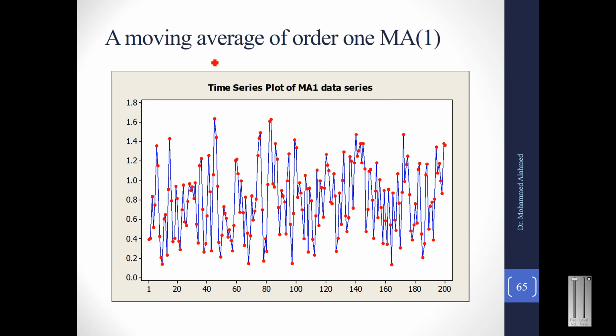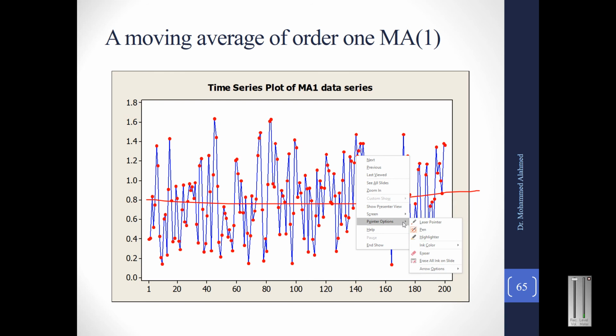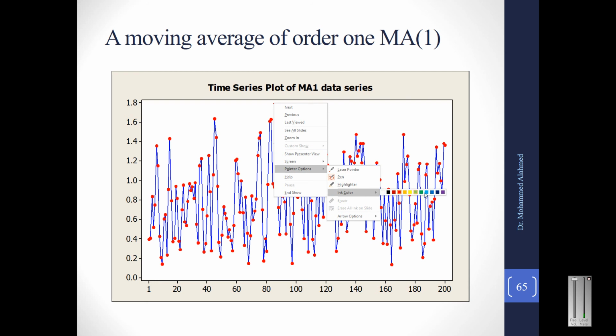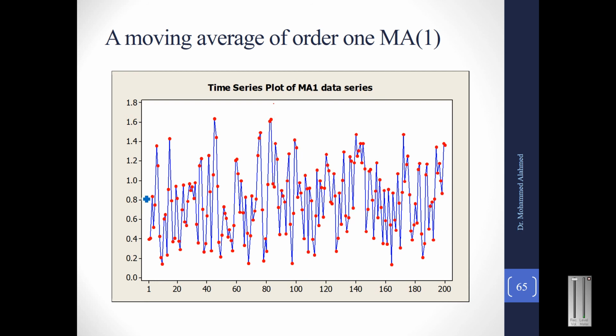Now let us see a moving average model, right? So we have a time series data here. Okay, the line is not clear. Let me just hide this. So you can see this is a stationary series. You can see the mean is roughly constant, right? We can draw a straight line here. The mean is constant, so it's a stationary series.